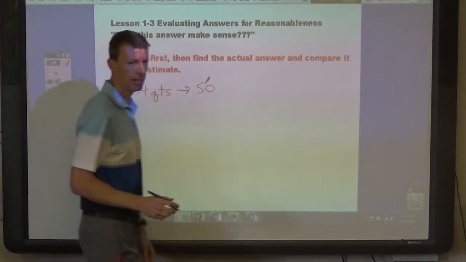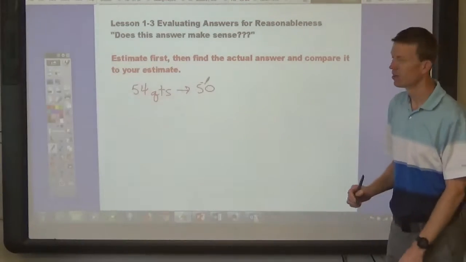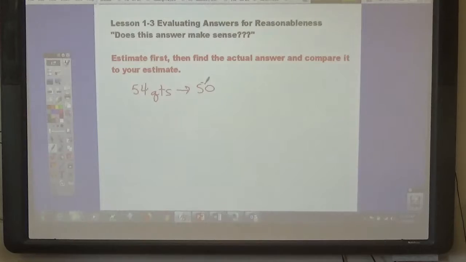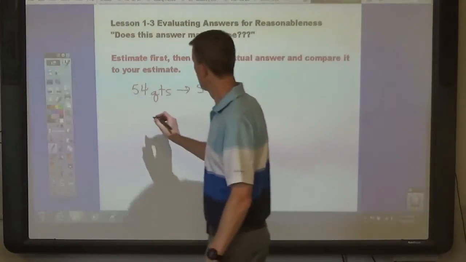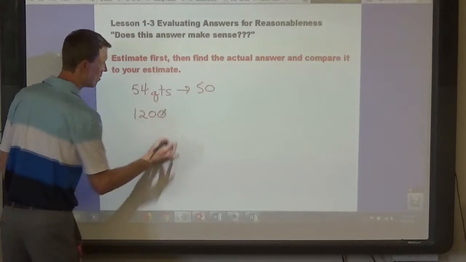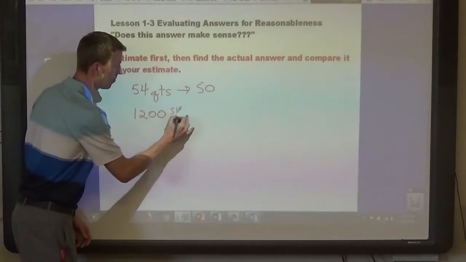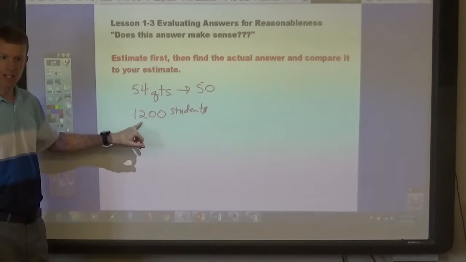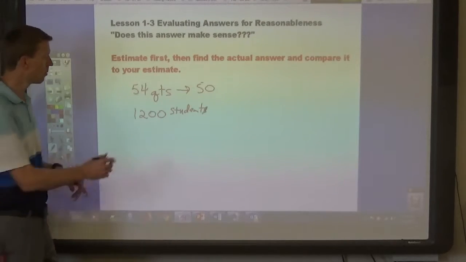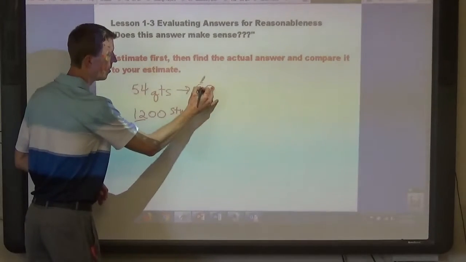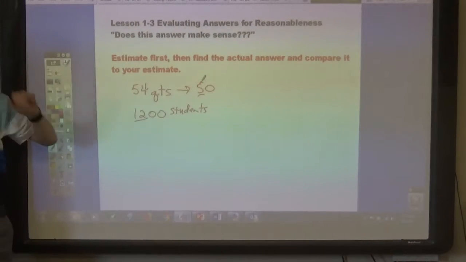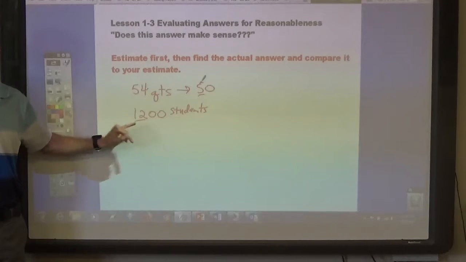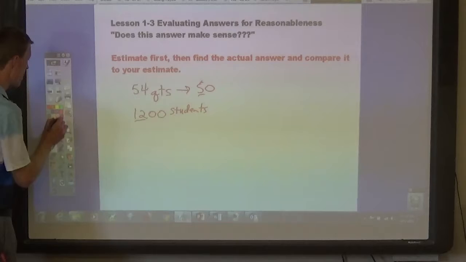Then, how many students? How many students are listed in that problem? Thomas? 1,200. Yeah, 1,200. All right. And we can use that number, 1,200, because we can multiply 12 times 5. We know the answer to that. If you didn't know 12 times 5, you could round this to 1,000. But I think you know 12 times 5. So we can use that as our estimate.